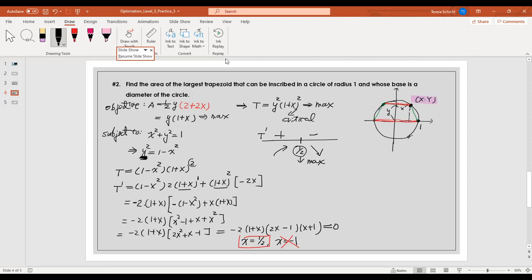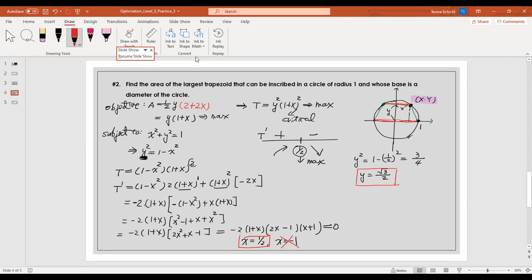All right, so now x equal to 1/2. Now I can substitute to here. So y squared is equal to 1 minus 1/2 squared. So this is 3/4. So y is equal to the square root of 3 over 2 here. All right, so the x and the y.